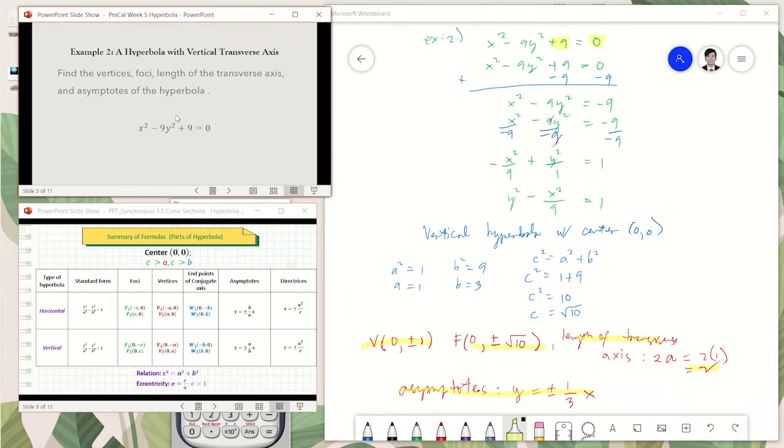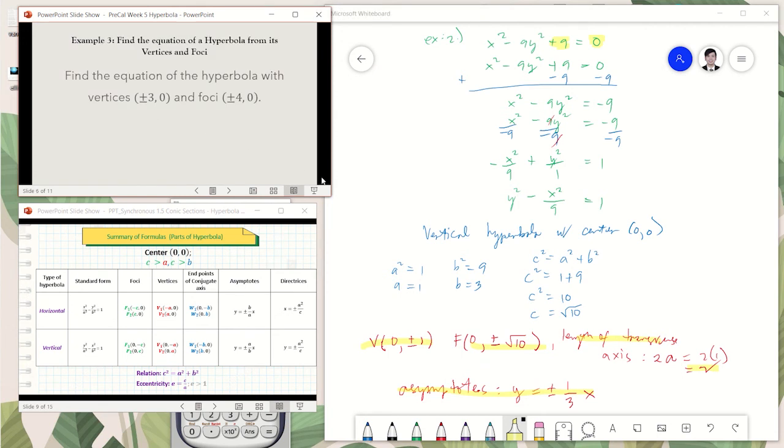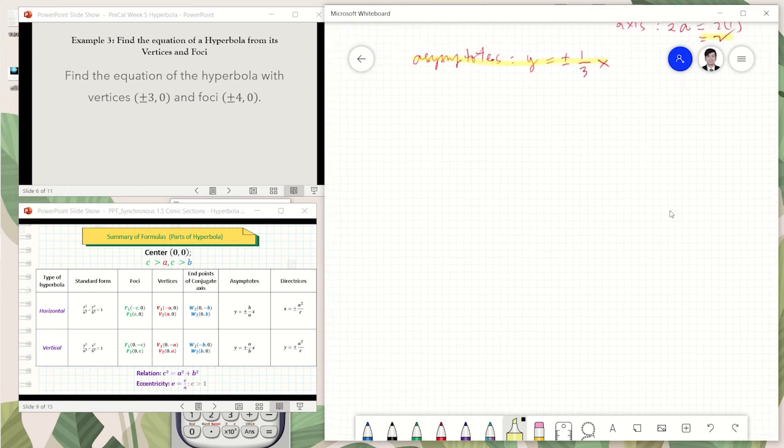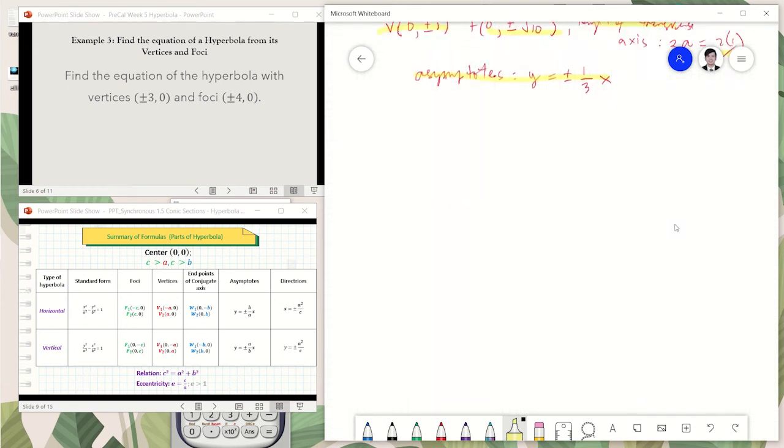Okay, let's now continue with example 3. We're asked to find the equation of the hyperbola with the vertices positive or negative 3, 0, and foci positive or negative 4, 0. So you have to figure out the center, the A, and the B.